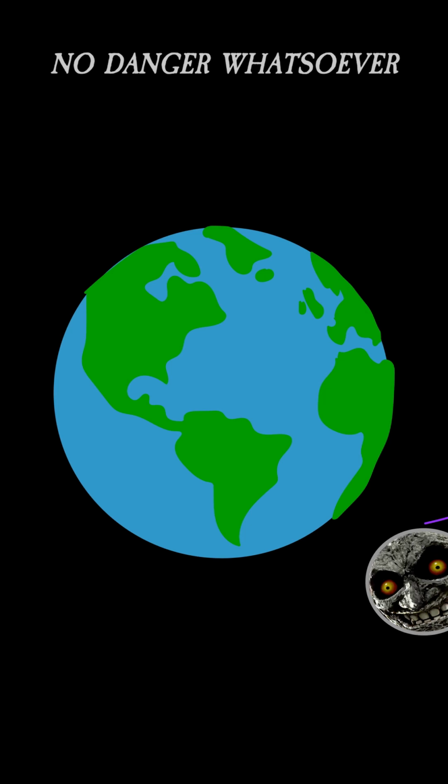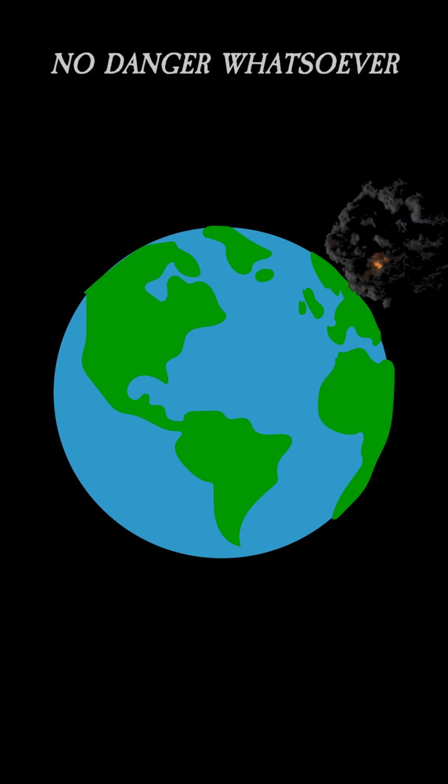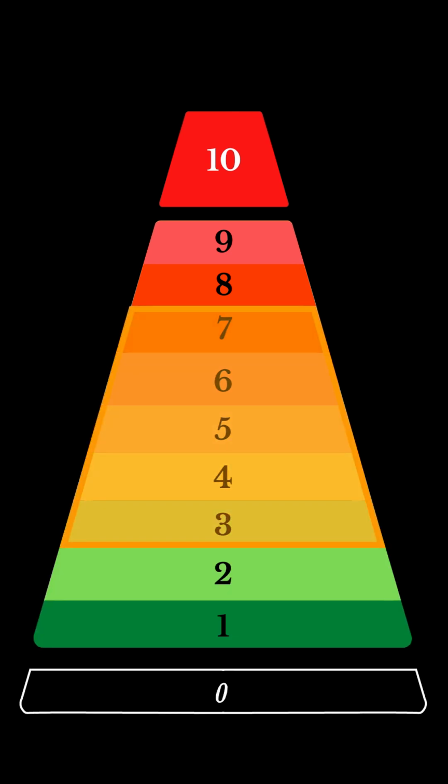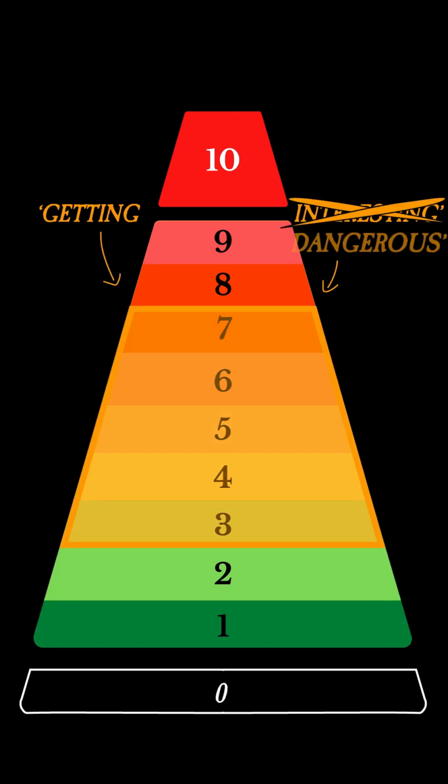So, starting off at level 0, we have no danger whatsoever. These objects either miss Earth completely or burn up in our atmosphere. A score of 1 or 2 keeps us firmly in the safe zone. Levels 3 through 7 are where things start to get interesting, I mean dangerous.